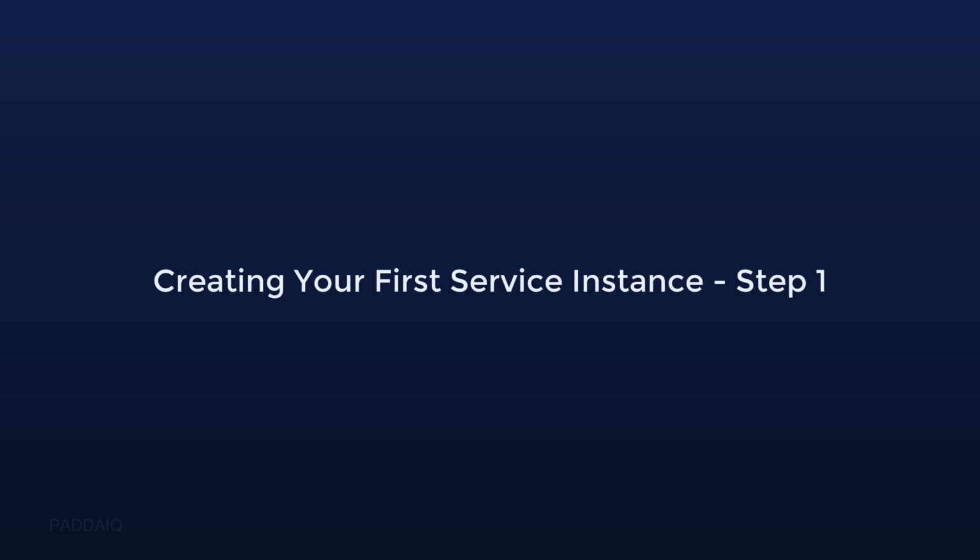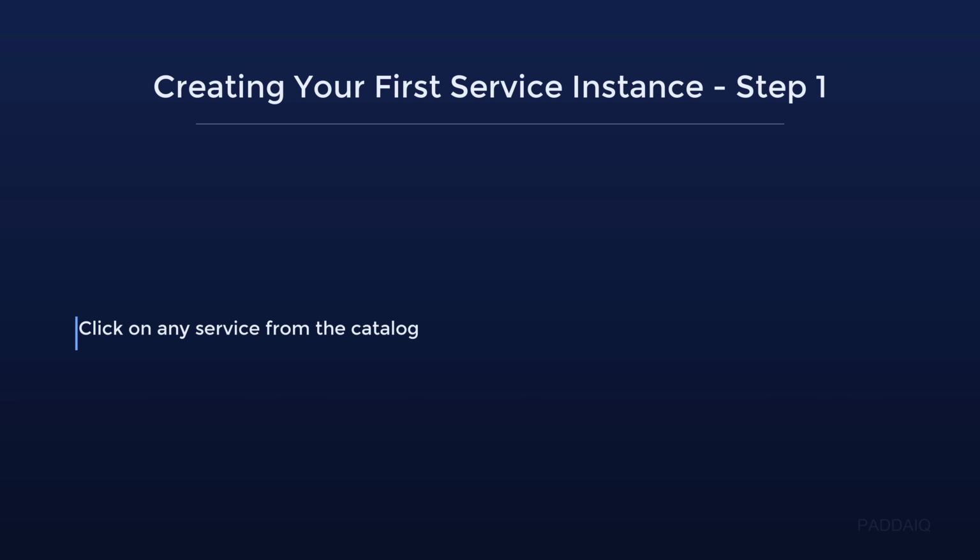Creating your first service instance, Step 1. Click on any service from the catalog. This means selecting a specific tool or capability from the available list to start using it. For example, to build a database for your app, you would click on the SAP HANA Cloud service. This simple action is how you begin provisioning any resource on the platform.